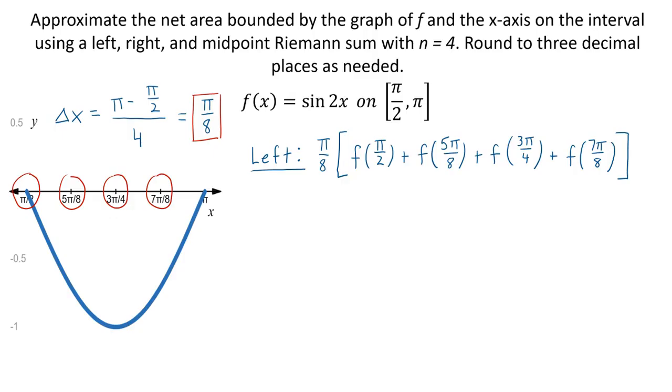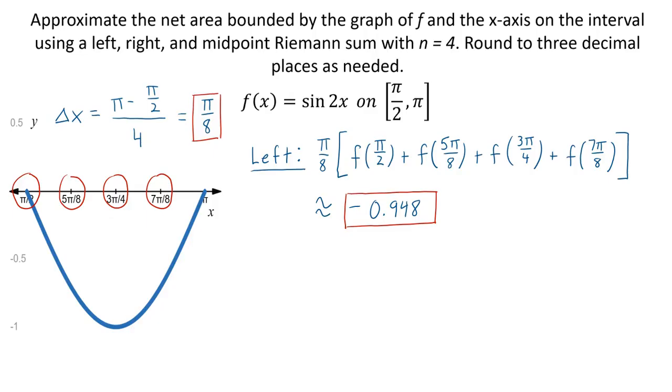In the scientific calculator, we'll plug in f of x equals sine of 2x, and then we'll evaluate sine of 2x at pi over 2, 5 pi over 8, 3 pi over 4, and 7 pi over 8. Add those together, and then multiply by pi over 8. And when we do this, we want to make sure we're in radian mode. And that calculation should give us negative 0.948.